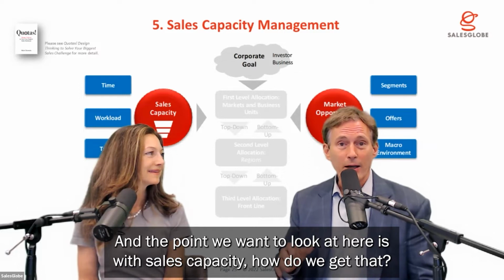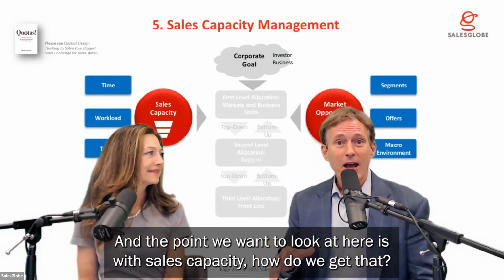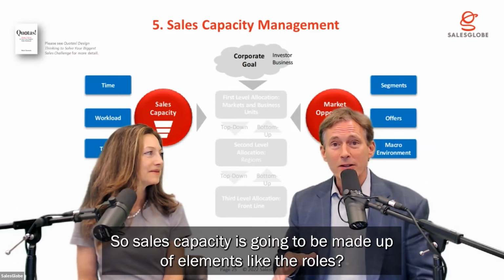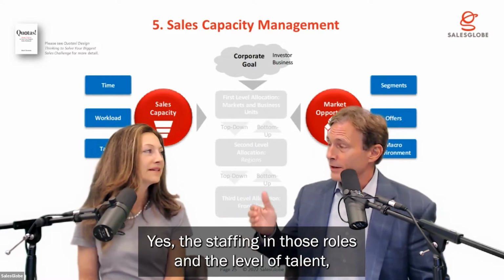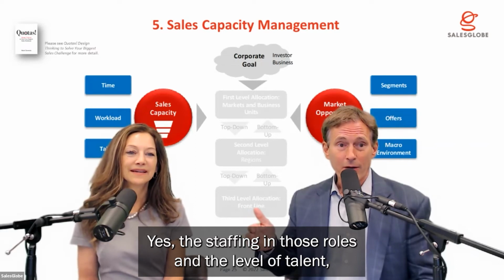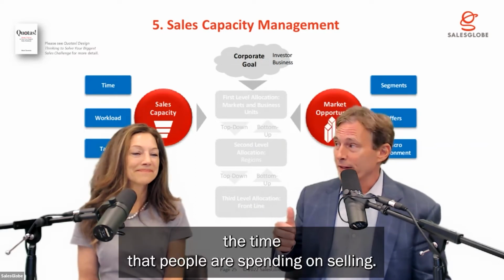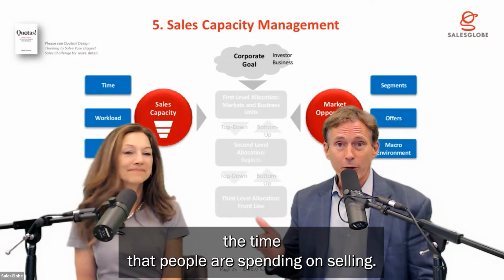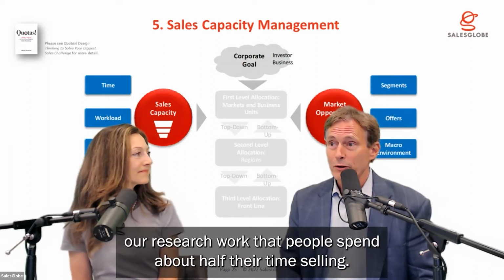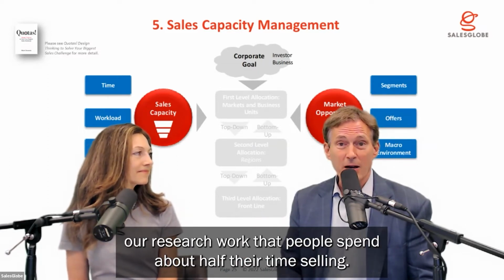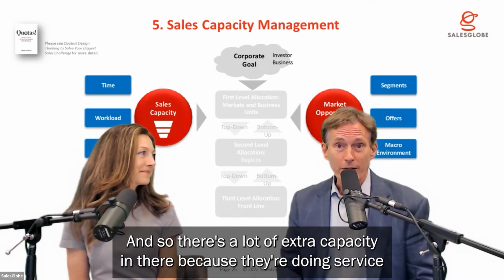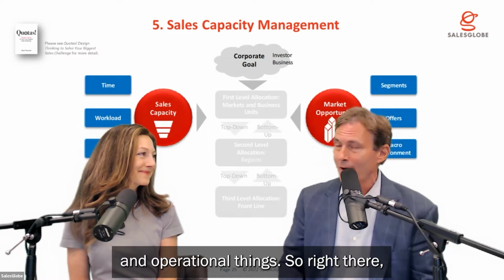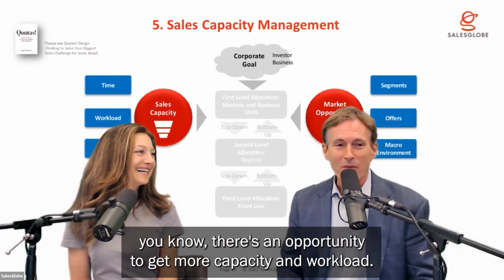And the point we want to look at here is with sales capacity, how do we get that? So sales capacity is going to be made up of elements like the roles, the staffing in those roles and the level of talent, the time that people are spending on selling. And we know, Michelle, from our research work that people spend about half their time selling. And so there's a lot of extra capacity in there because they're doing service and operational things. So right there, hint, there's an opportunity to get more capacity.